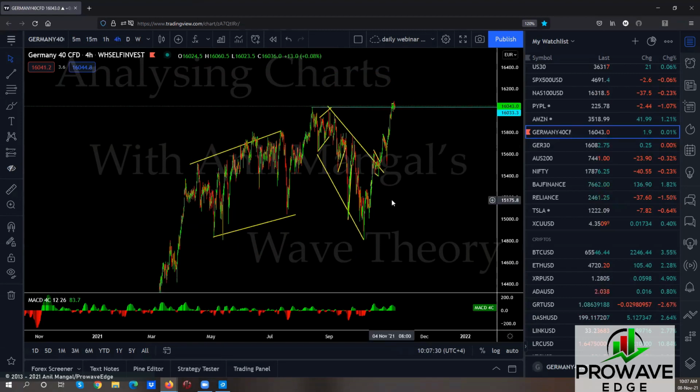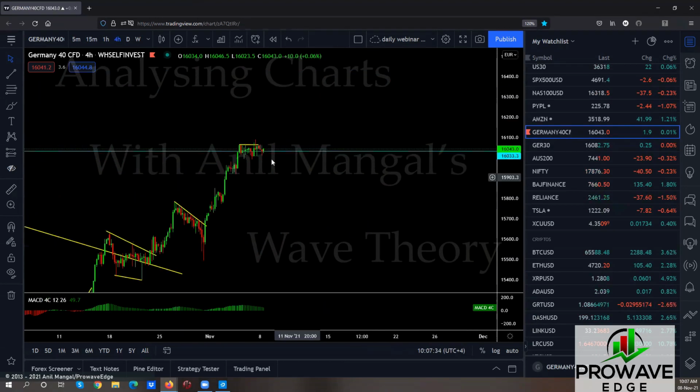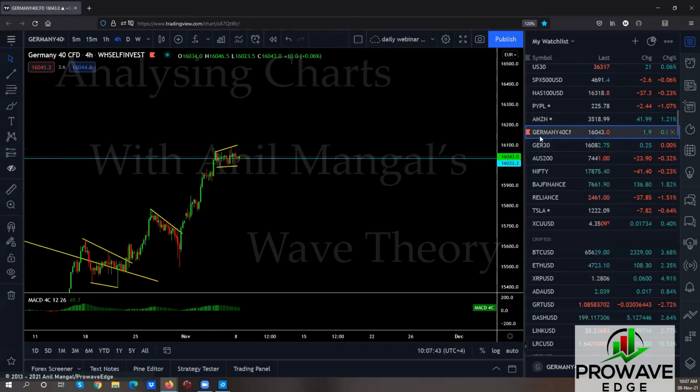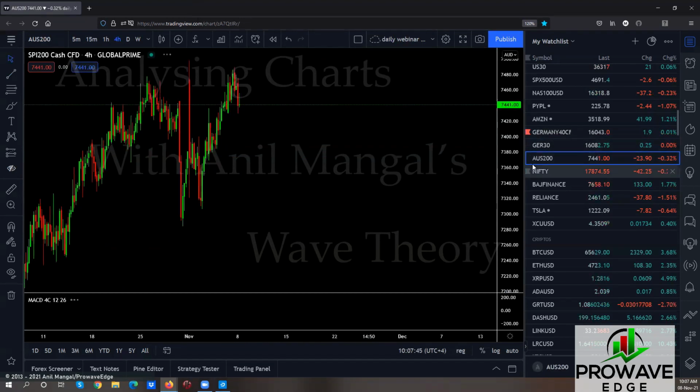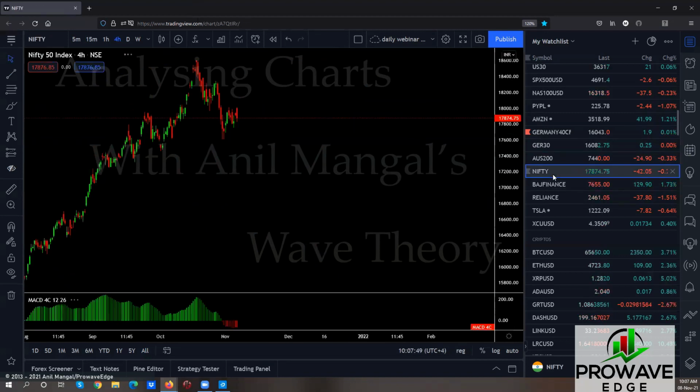DAX, maybe more up. Yep, it's consolidating. You can go for more up. Kind of a running flat here. More buys. AU 200, nothing here yet until it breaks the top, then we look for the sell.